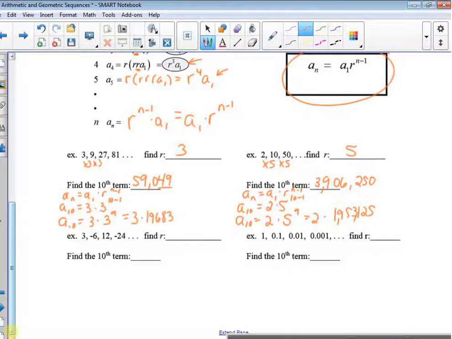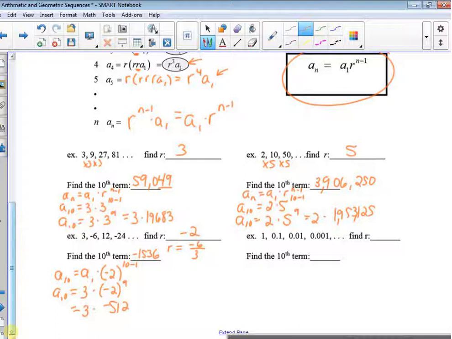Next one, if you want to find r, another way to find r is to take any term and divide it by the previous term. So I could do negative 6 divided by 3, or I could do 12 divided by negative 6. So r is negative 2. Again, a sub 10 equals a sub 1 times negative 2 to the 10 minus 1. So a sub 10 is equal to 3 times negative 2 to the 9th. Now, negative 2 to the 9th is negative 512, and then that times 3 is negative 1,536.